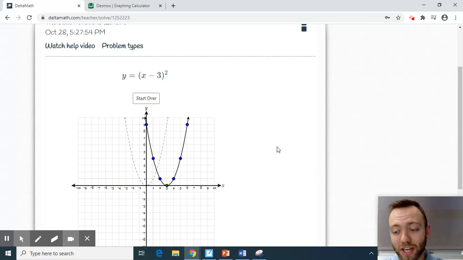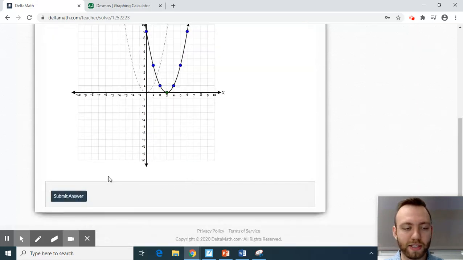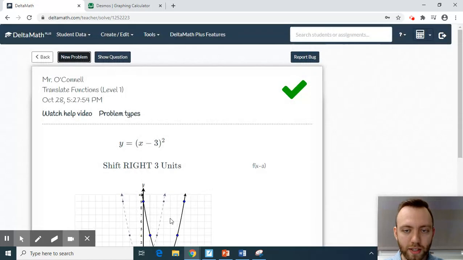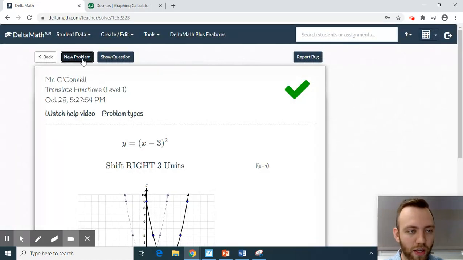And again, you can double check your work on these in a way. Because if x is 3, 3 minus 3 is 0, 0 squared is 0, so we're going to get y equals 0. So that makes sense. Submit that. That one's good.